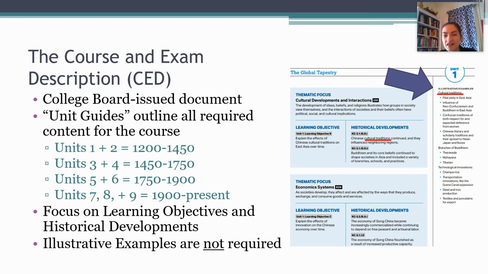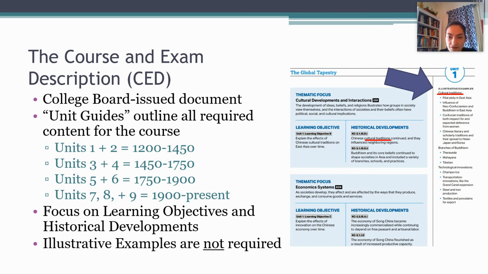And so over in that margin, you'll see here are some examples of cultural traditions. None of those are required. I'm not required to teach all of them. You're not required to know all of them. But because just saying Chinese cultural traditions continued in its own right is not a very interesting or historically compelling statement, you probably want to have one or more examples of those in your back pocket.